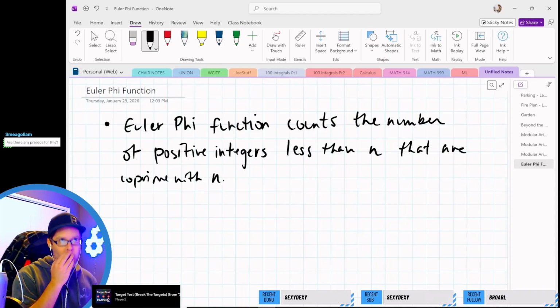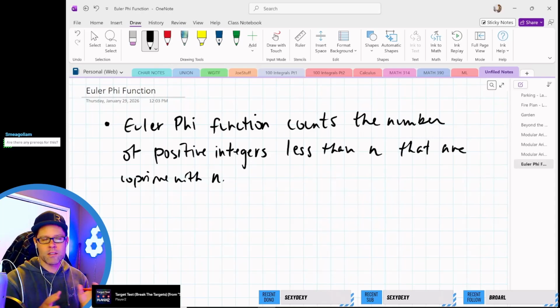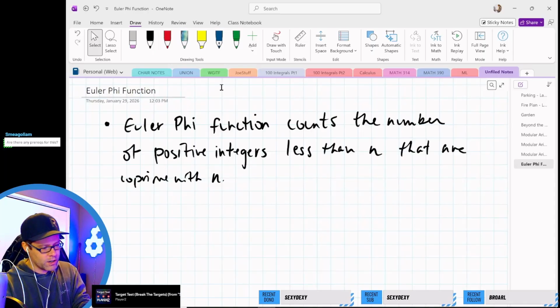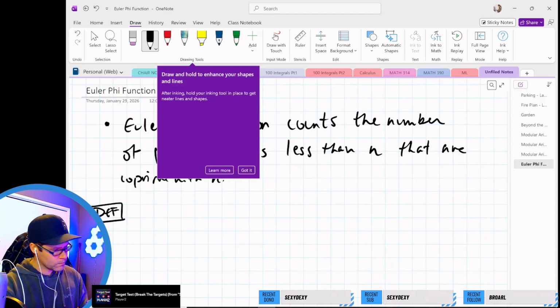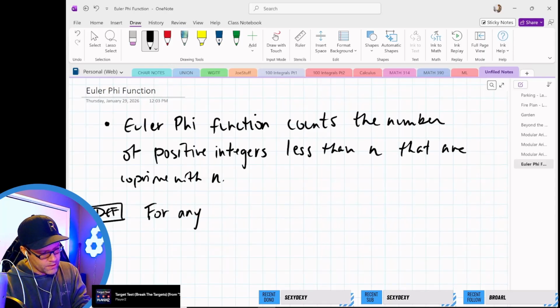And what we're going to be after is the number of integers less than n. And specifically, we're just looking at positive integers here. The number of positive integers less than n that are co-prime with that particular number. So that's effectively what the Euler Phi function is going to do. I'm going to go ahead and just set up a proper definition for you guys, and then we'll take a look at some examples.